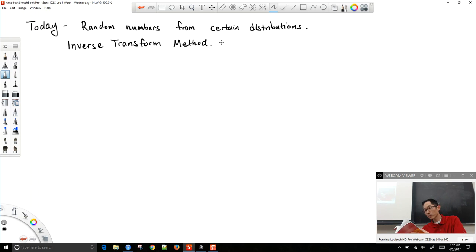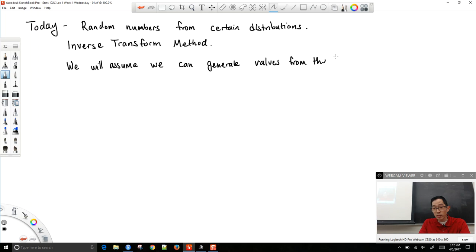Okay, so we're going to talk about the inverse transform method, where basically, we will assume we can generate values from the random uniform distribution on the interval 0 to 1. Okay? And so we will say the random variable capital U comes from the uniform distribution.